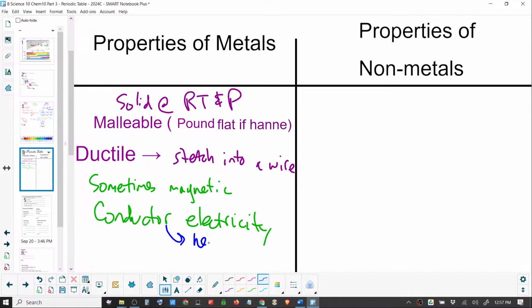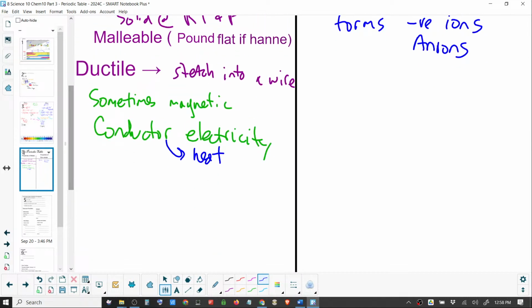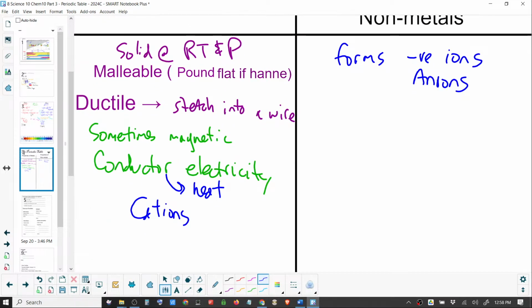Conductor of heat. Now, by comparison, what are the properties of non-metals? Insulators. Julian? Most of them have a negative charge. Excellent. Forms negative ions. What are negative ions called? Anions. And we can do that then with metals. What do metals tend to form? Cations. What is the opposite of malleable and ductile? Brittle.